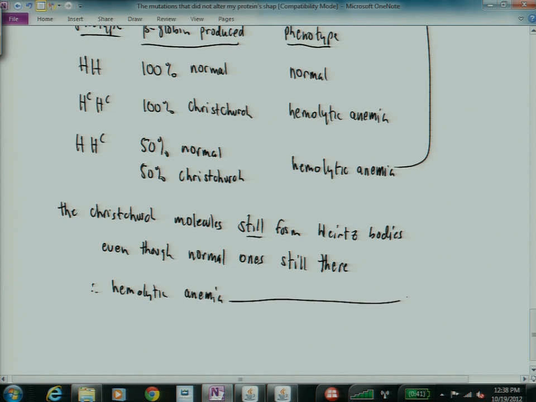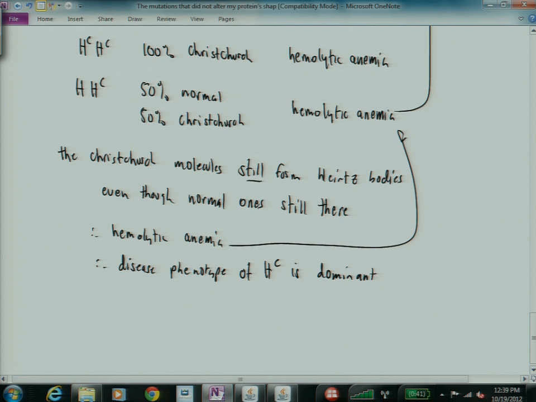For this guy, for the heterozygote, therefore the disease phenotype of H big C is dominant. And that doing something, in this case making Heinz bodies, is dominant. Right. Oops. Questions? Because I want to do another example.